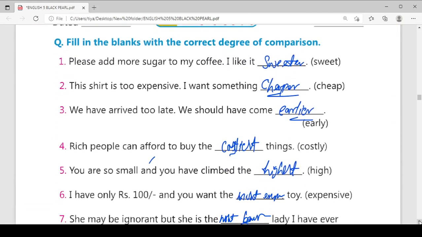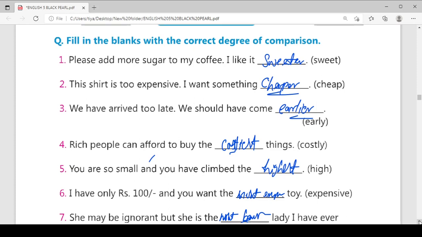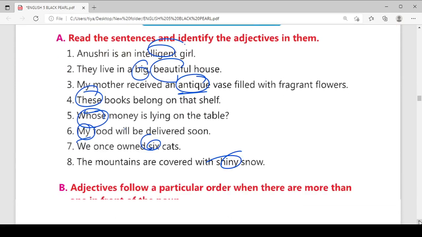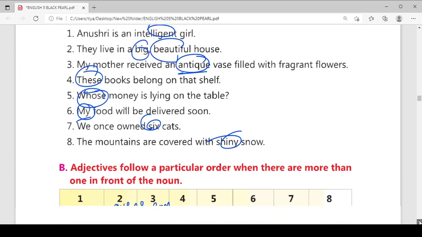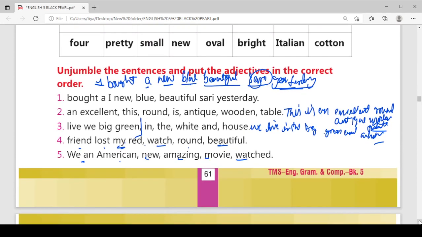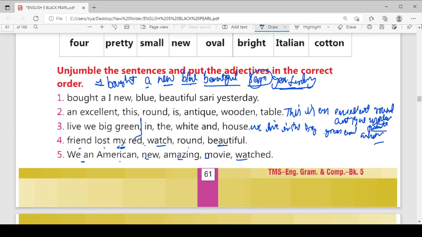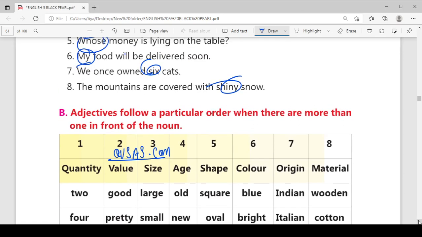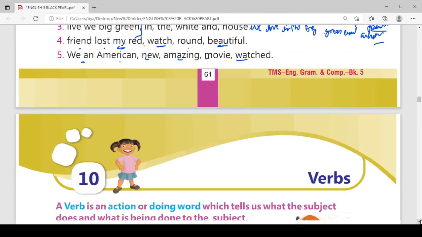We also solved another exercise: please add more sugar to my coffee, I like it sweeter. Whenever you compare two things, you simply use the comparative degree. And here we need to identify the adjectives and understand the order of the adjectives. We made the mnemonic for it: QVSAS.com. Quantity, value, size, age, shape, color, origin, material. In this way you can place the order and make sentences.